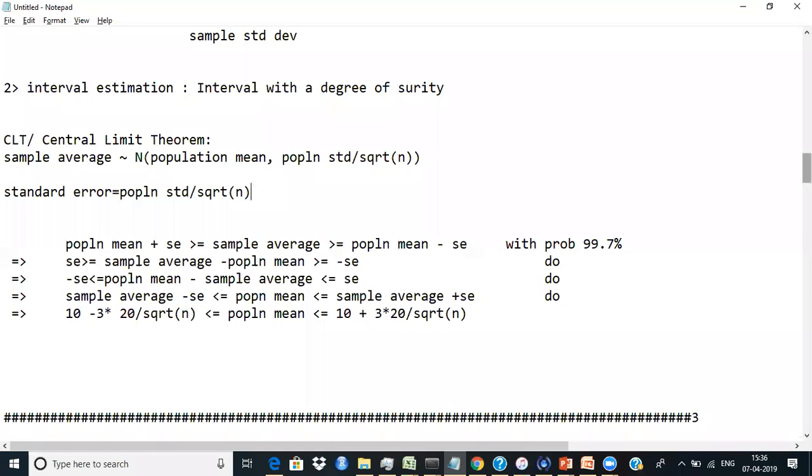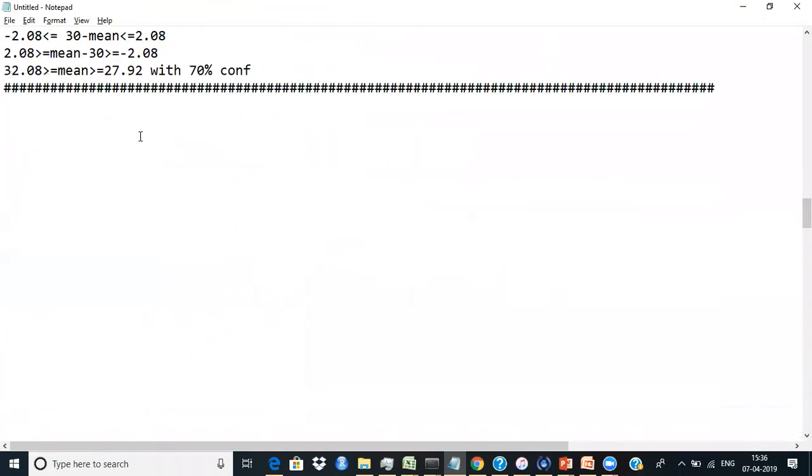Now, just to summarize the things that you need to remember from here. One, point estimation. You just need to remember two things. If somebody asks you to estimate population mean, it will be sample average or sample mean. If somebody asks you to estimate population standard deviation, it will be sample standard deviation.